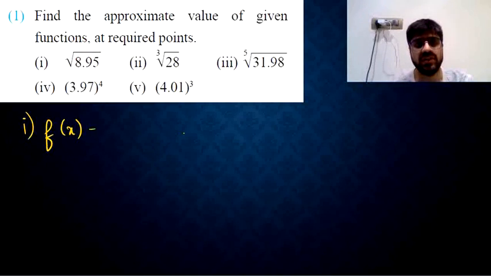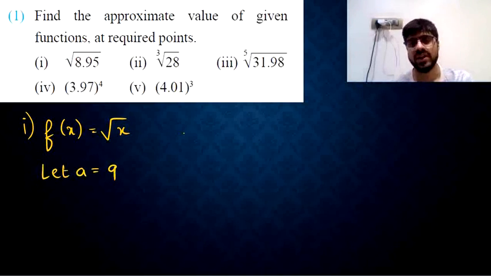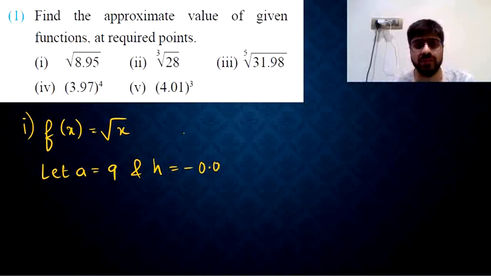It is very clear that we will take our f of x as root x and we will say let a be equal to 9. We are taking a as 9 because a needs to be taken as a number whose exact value is known to us. So we know the exact value of root 9 and that is why it's advisable to take a as 9. And if a is being taken as 9, then how will you get 8.95? You will get it if you take h as minus 0.05.